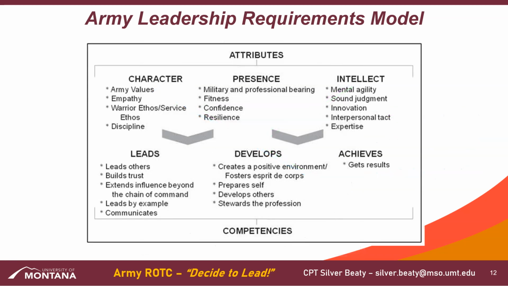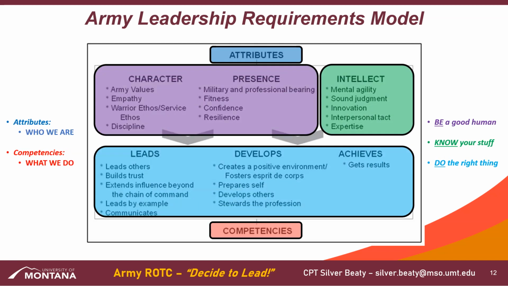Now, this is just another way to look at it. It's another breakdown. You've got your attributes on top, competencies below. If you don't like circles and pie shapes, maybe this diagram breaks it down a little differently, but it does include all the same things, right? We've got our attributes, who we are and what we do. And then we've got it broken into the three uneven thirds of our be, know, do model. Character and presence, be. Intellect, know. And leads, develops, achieves, do the right thing.